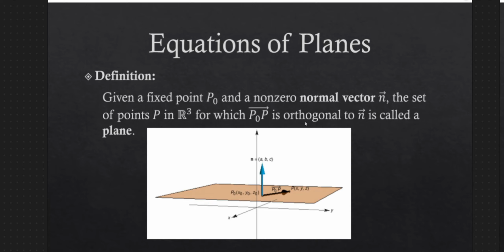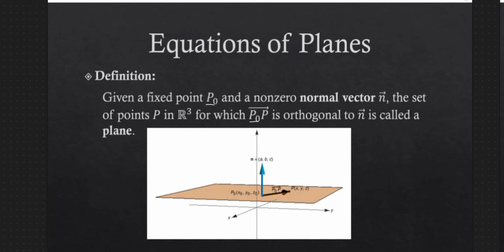What really defines a plane is a sort of orientation of the plane, a normal vector to the plane, so something that's perpendicular to the plane, and then a point in the plane. Then we can define the plane to be the set of all those points P such that, with the point in the plane P naught that we've decided on, the vector P naught P is orthogonal to that normal vector. That's a little bit of technical language there.